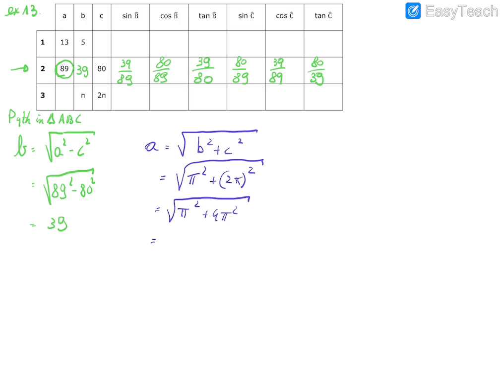And these are similar monomials, so you can add them. So you get 5 pi squared underneath the root. When you extract the root, you're going to get pi square root 5, or square root 5 times pi. Now, before I add this to the rest of the framework, for the sine of B, it is the opposite divided by the hypotenuse. So it's pi divided by pi square root 5.